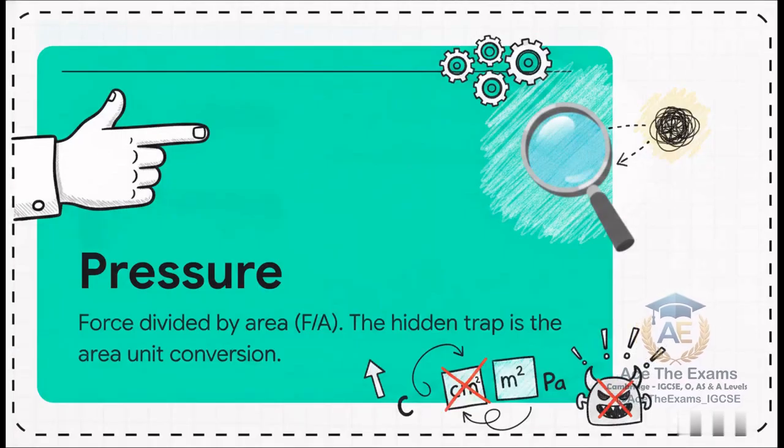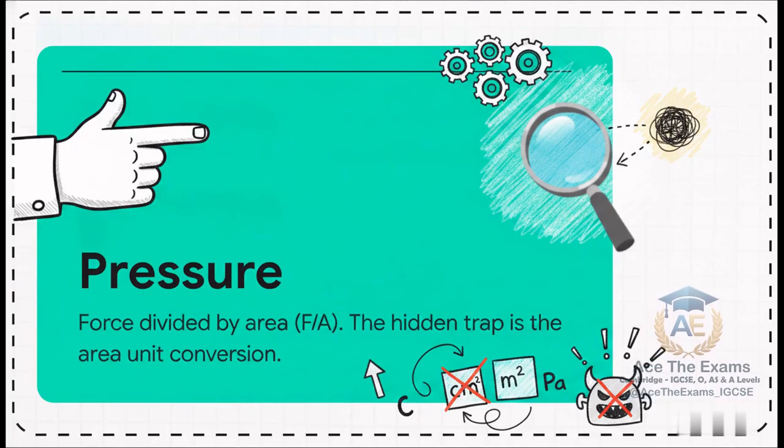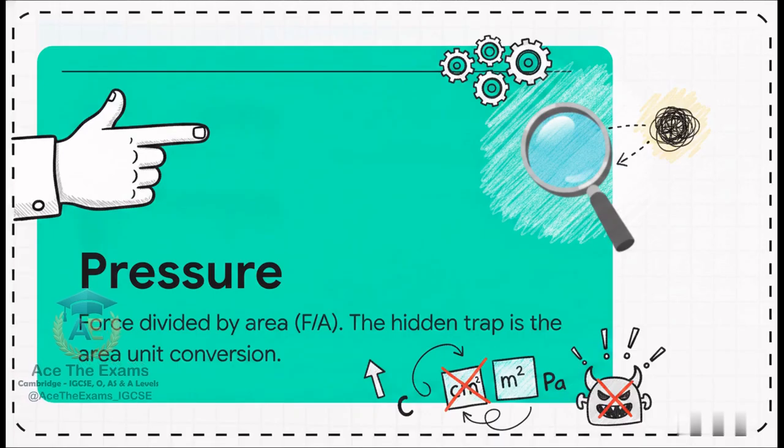Okay, now it's time to resolve that open loop I mentioned earlier. The formula for pressure is force divided by area. Sounds super simple, right? But the massive examiner clue, the hidden trap that absolutely destroys grades, is the area unit conversion. Examiners will almost always give you the area of the object in square centimeters, but they require the final pressure in pascals, which relies on square meters. If you don't convert centimeters squared to meters squared before you calculate, your final answer will be completely wrong. Always check your area units.